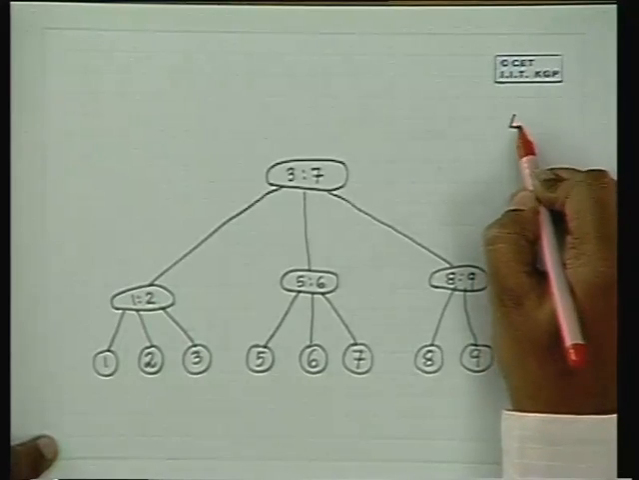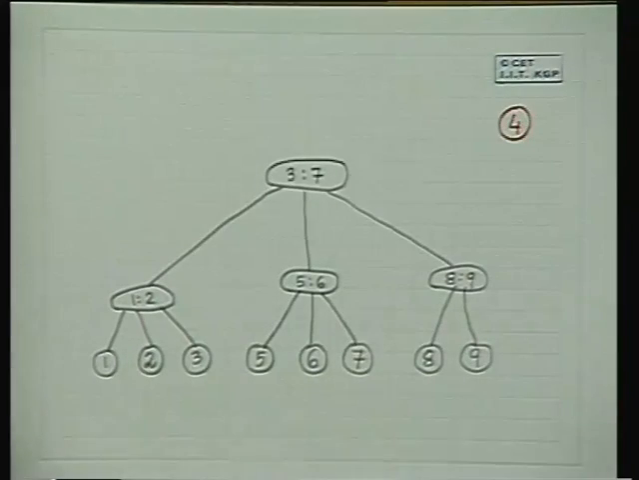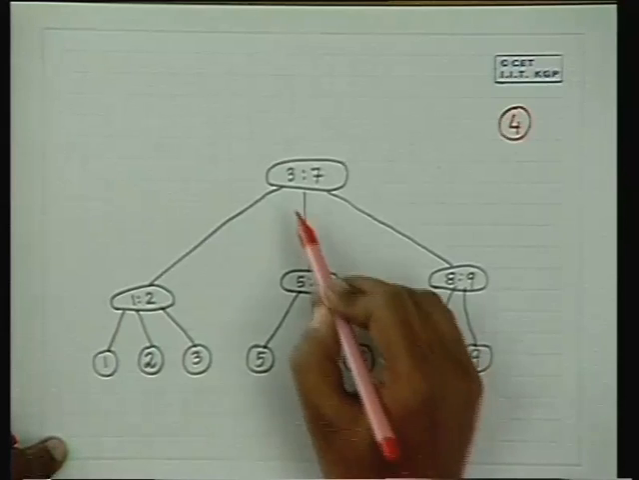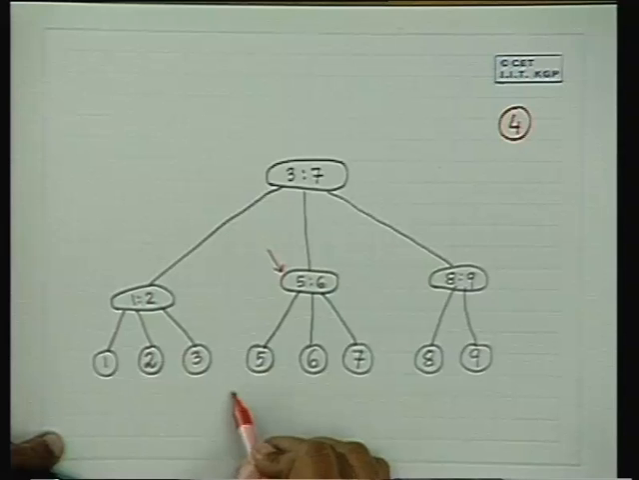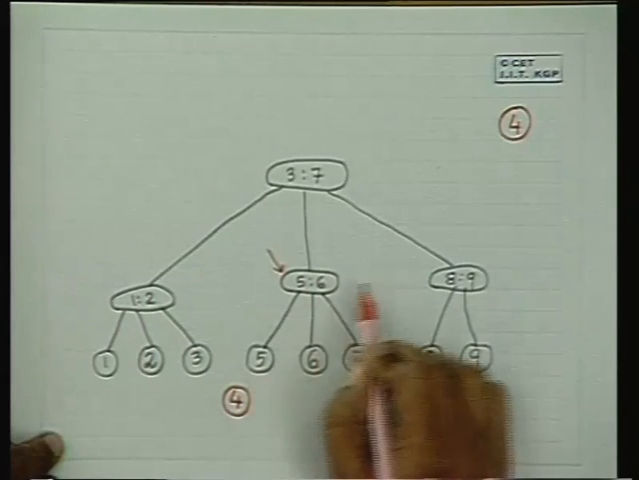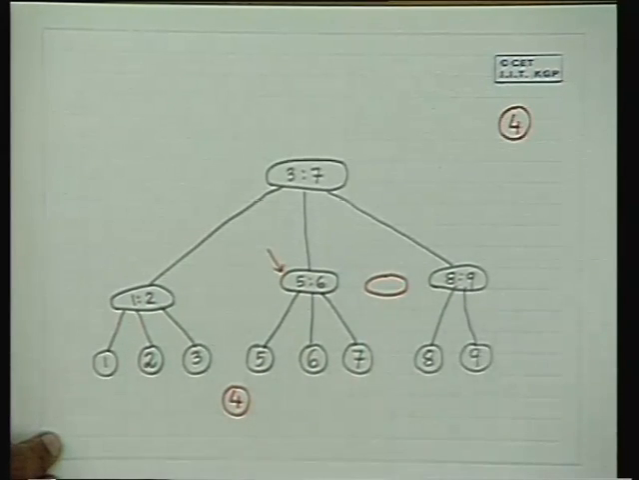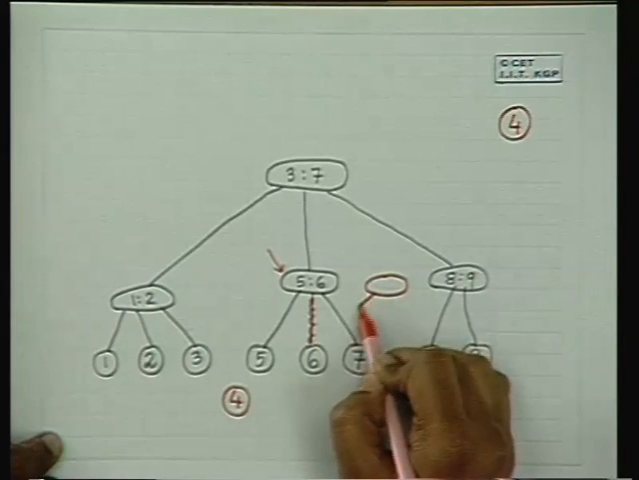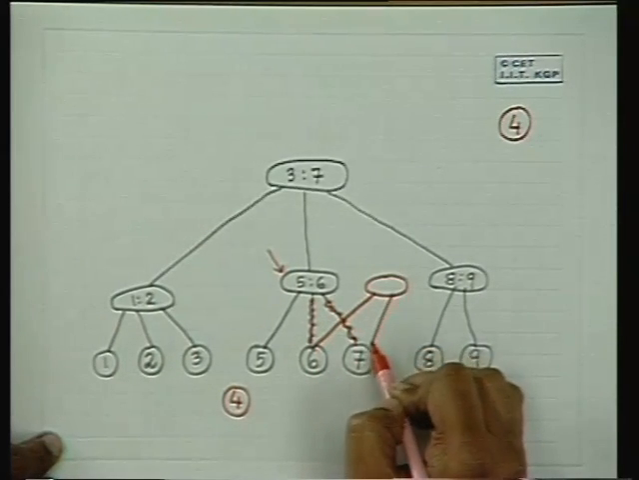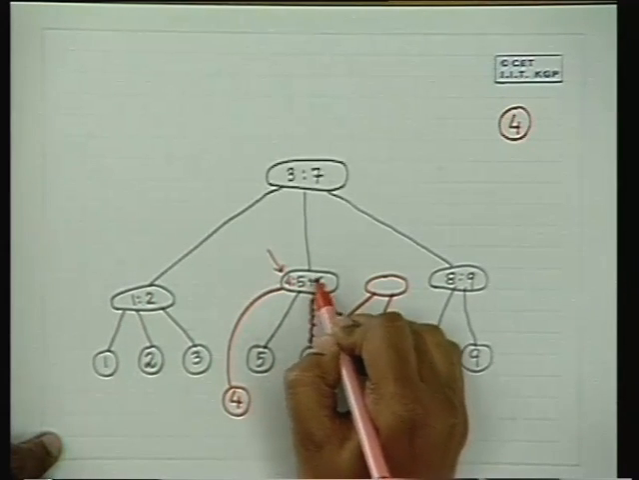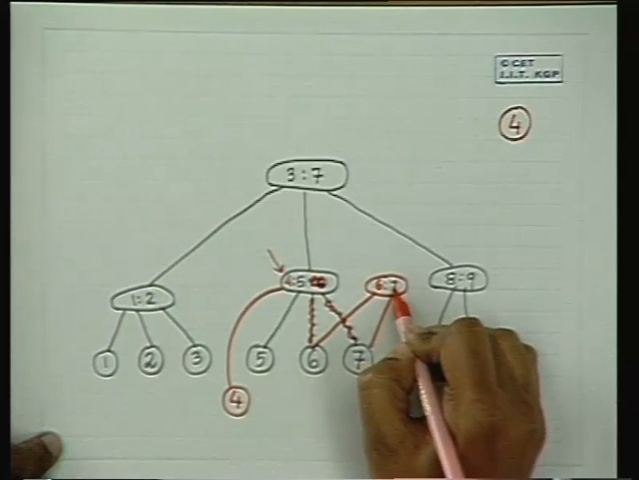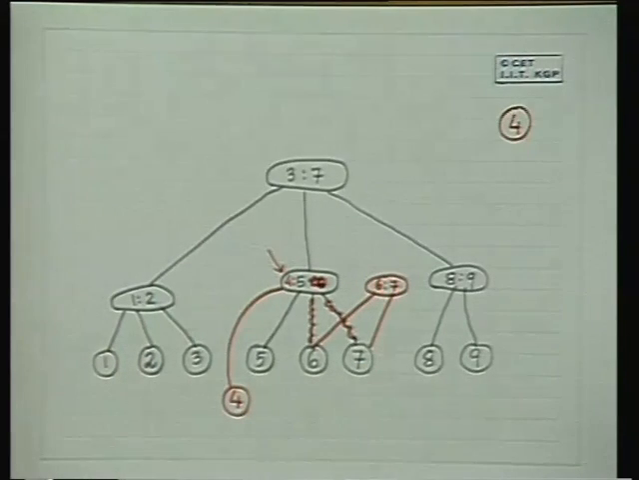Here we want to insert 4. Okay, is it visible? So again, originally we will find 4 here. So to insert 4, we will split this node into 2 nodes. Push this here, push this here, push this here. This will become 4 colon 5, 6 colon 7. This is the first step.